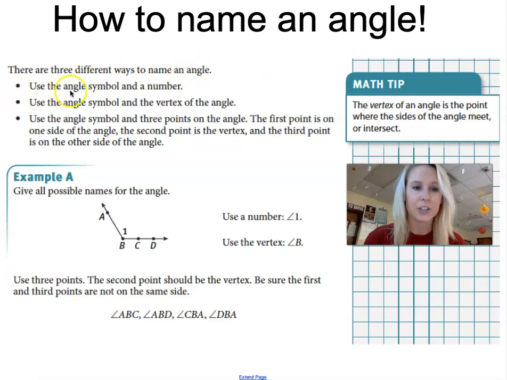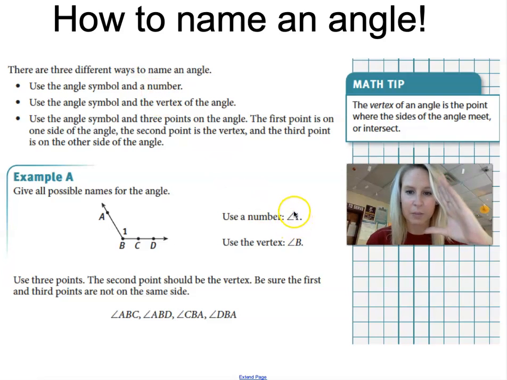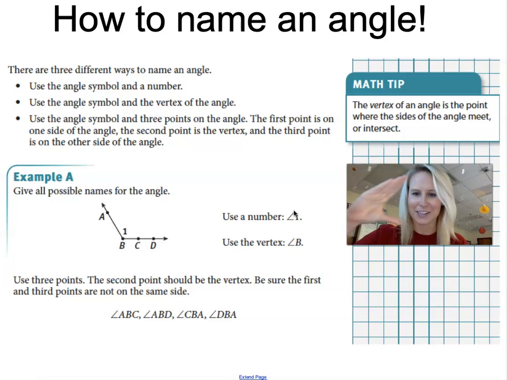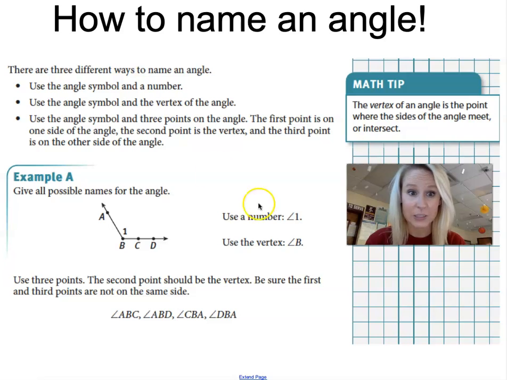The first way is to use an angle symbol and then a number. An angle symbol looks like a less than sign, but the bottom is flat. So that's what it looks like to y'all. Okay, so number 1 is a number. That's probably the quickest way ever.